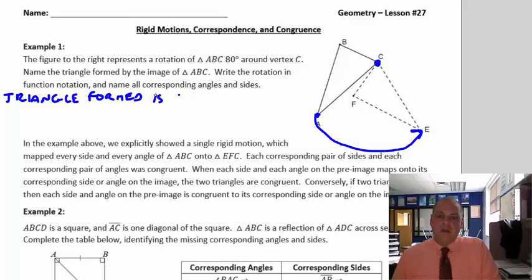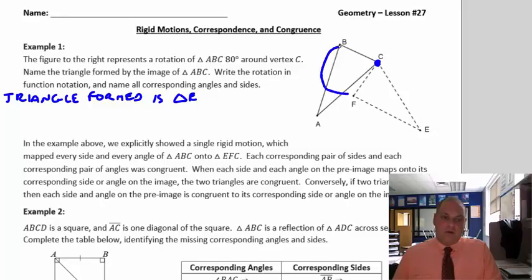is triangle. So we have to start with E because A was the first thing we started with. So it's E. And then B rotates around to F. Okay, so it's F. And then C didn't rotate at all. It just stayed where it was because that was the center of rotation. So C rotates to C. So triangle ABC formed triangle EFC. The order of the letters is very important.